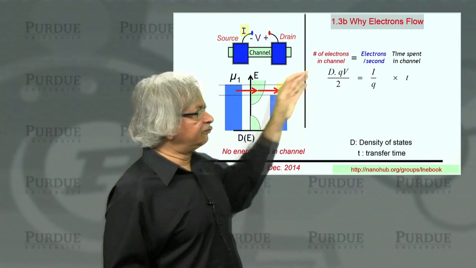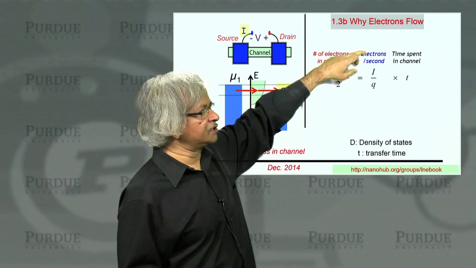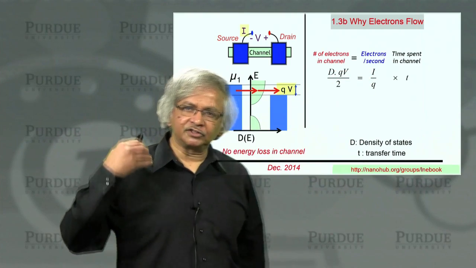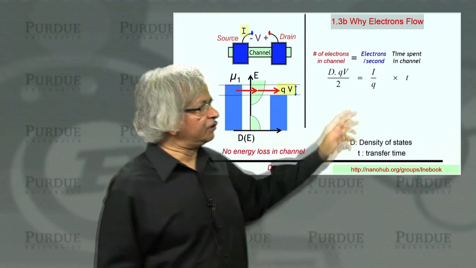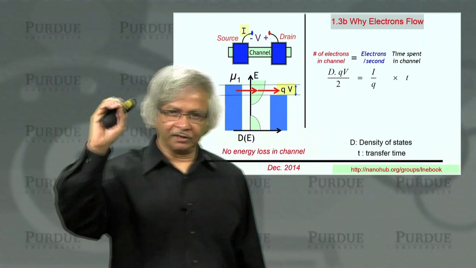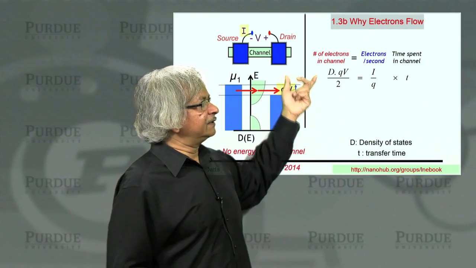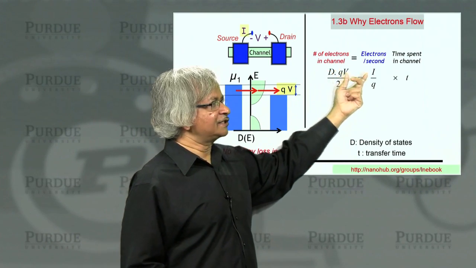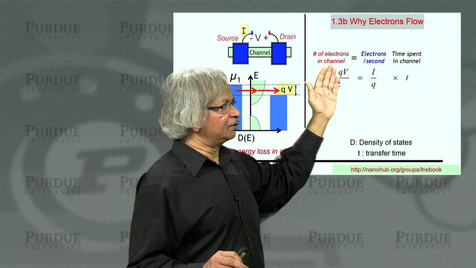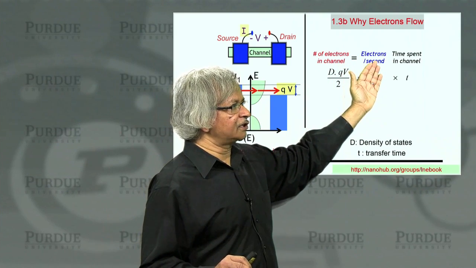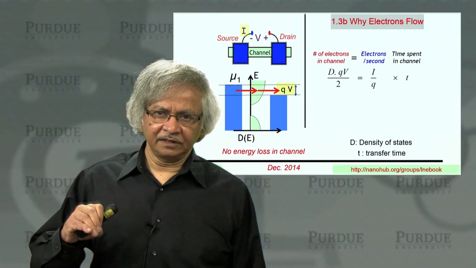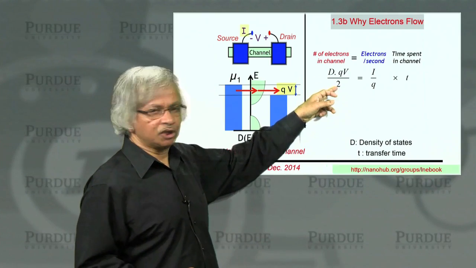Now the flow of electrons, that's electrons per second, is the current divided by Q. That is, current is the amount of charge that flows per second, and if you divide it by the charge on one electron, what you get is how many electrons flow per second. And this is the number of electrons in the channel. This is the flow of electrons. And they are related by: the number of electrons is equal to the flow of electrons per second times the time that an electron spends in the channel. I'll try to explain this point a little better shortly.